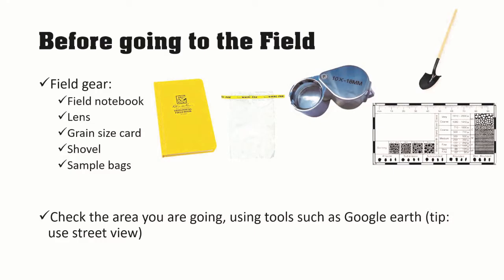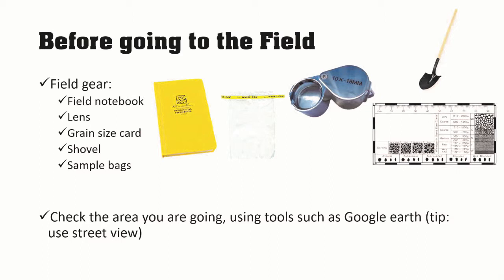Before going in the field, the geologist gathers the gear they are going to take with them. They will take a field notebook to write down their observations, a hand lens to look at what they collect, because many times the grain size is too small and we need to see the grains under magnification. We also take a grain size card because a sedimentary geologist describes clastic rocks by the grain size. So we need to know if they're very, very fine grained or very coarse grained.